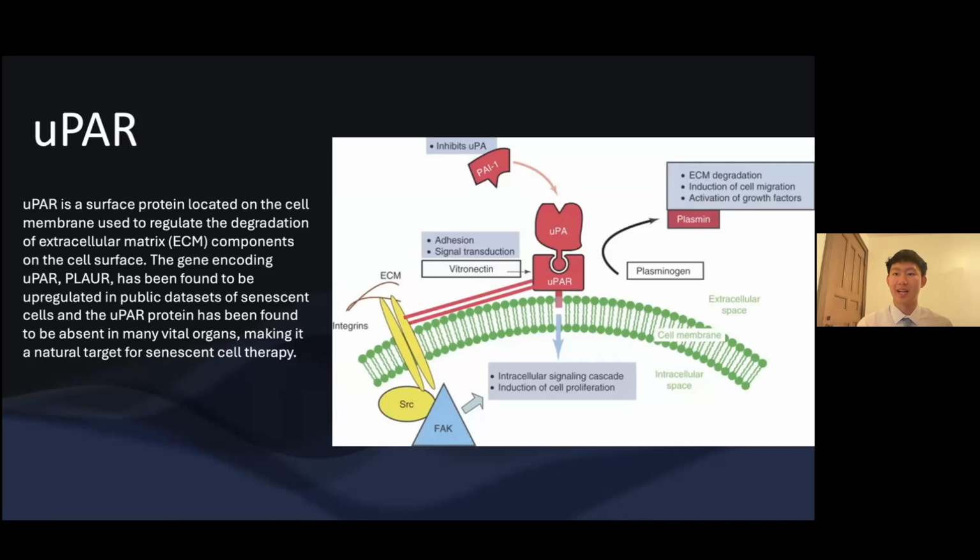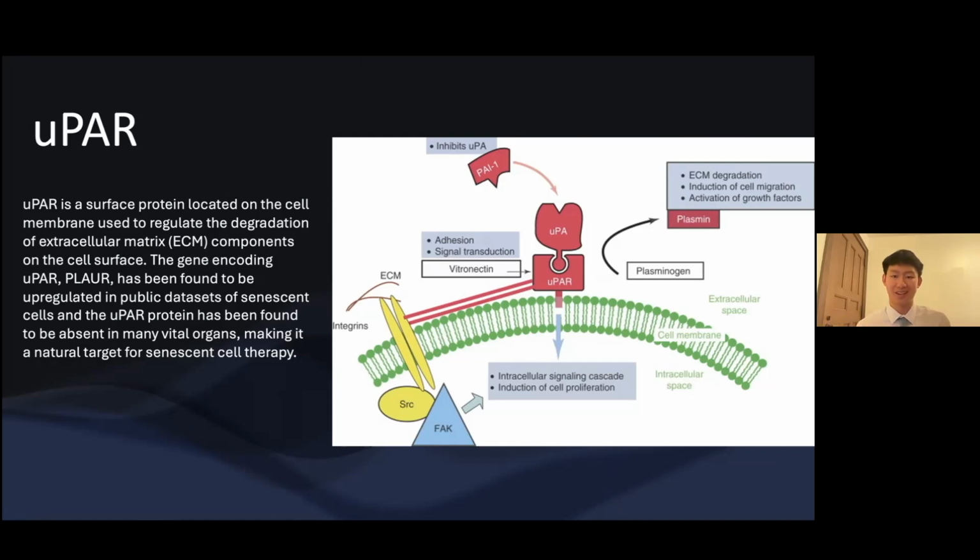Our lab's next area of focus is uPAR. So what is uPAR? uPAR is a surface protein located on the cell membrane, which is used to regulate the degradation of the extracellular matrix. Our lab found uPAR to be an interesting area of study because the gene encoding uPAR, PLAUR, has been shown to be upregulated in senescent cells.